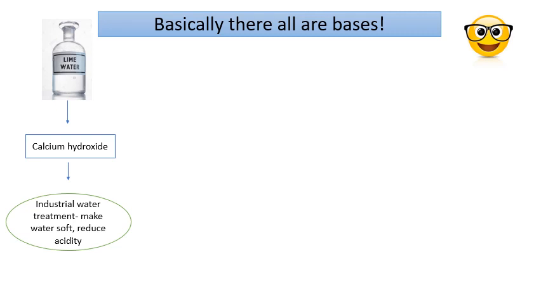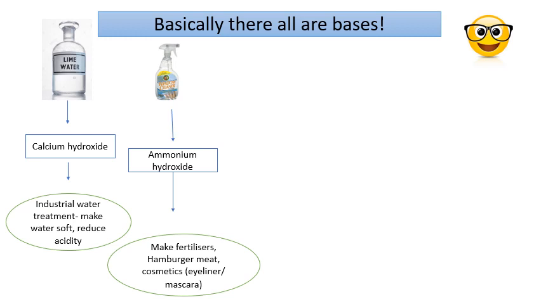And why is it used? It is used to make water soft and reduce the acidic nature of that water. Especially the industrial water that is being left out in the rivers or the nearby water bodies, before they are let out, they need to be treated with lime water so that they become less acidic, and then that can be safely left out in the reservoirs. So that's lime water.